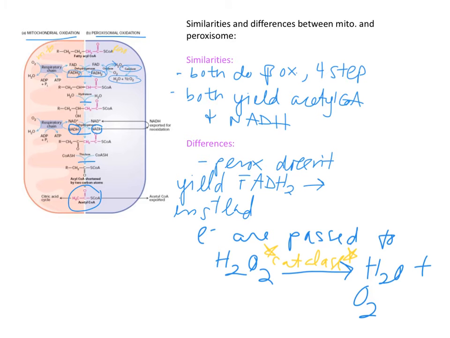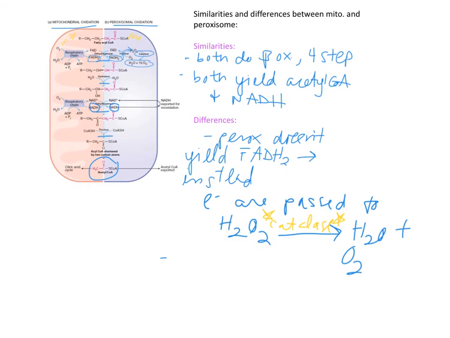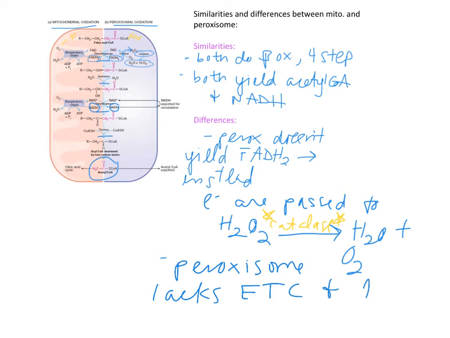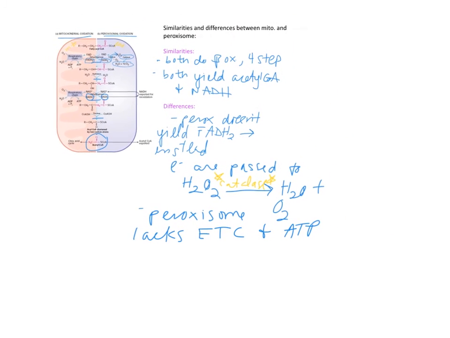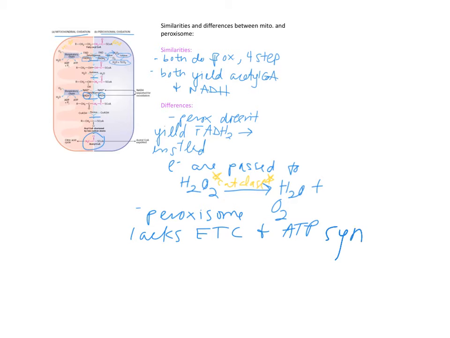And the other difference is that the peroxisome lacks an electron transport chain and an ATP synthase. I'm running out of space here. So there's no ATP made in the peroxisome.